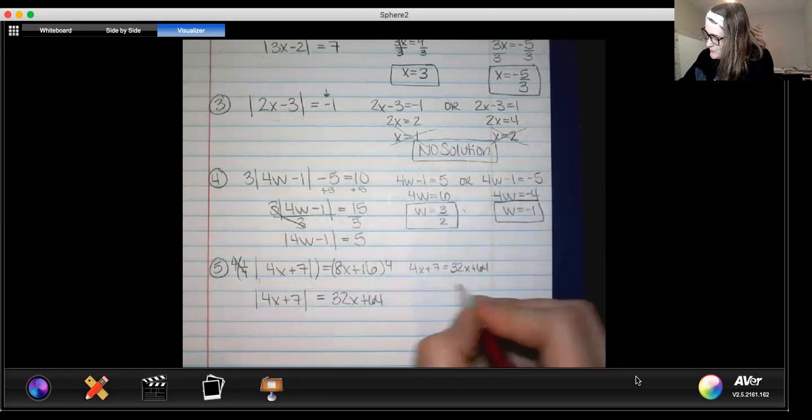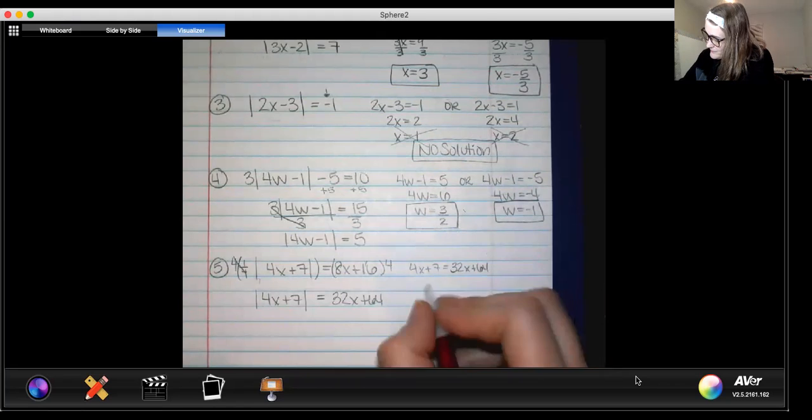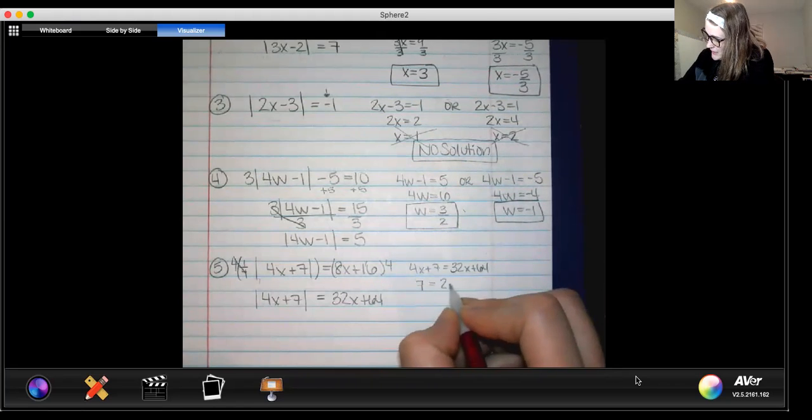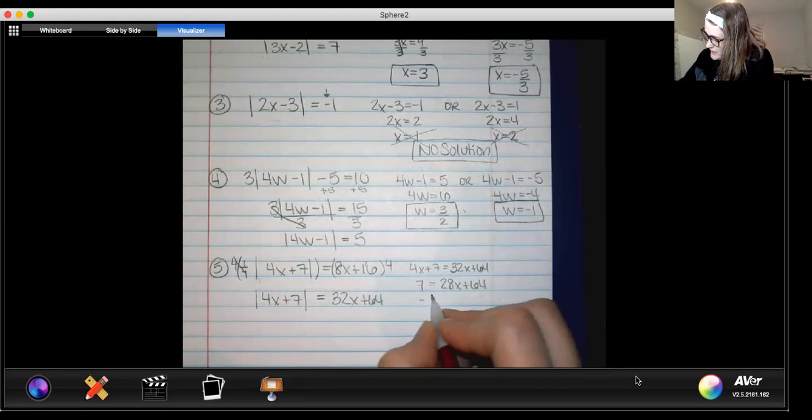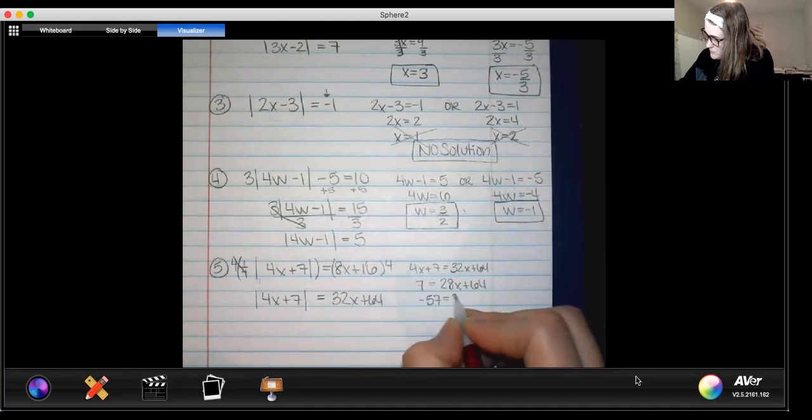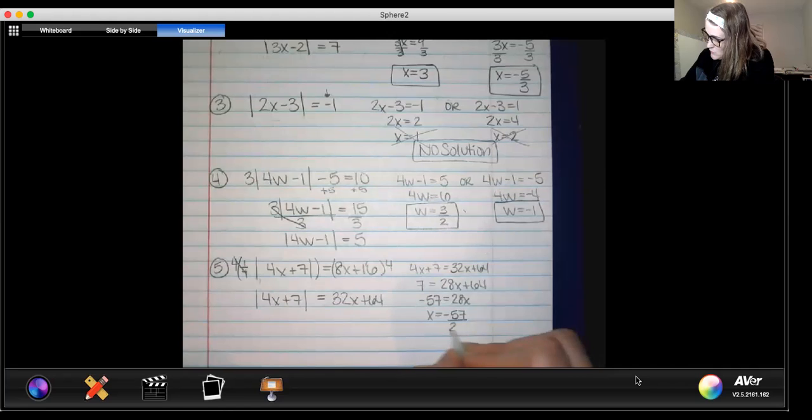So I'm going to subtract 7, and 4x plus 7 equals 28x plus 64. Subtract the 64, I get negative 57 equals 28x. So therefore x equals negative 57 divided by 28. That's definitely one I'm going to check in the calculator.